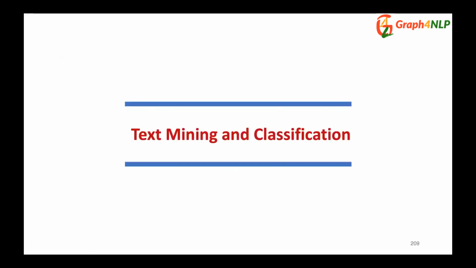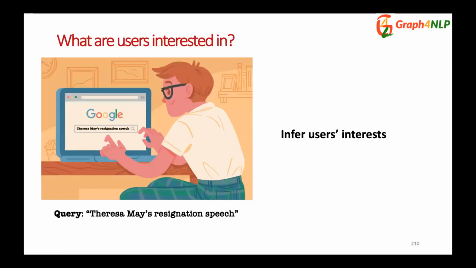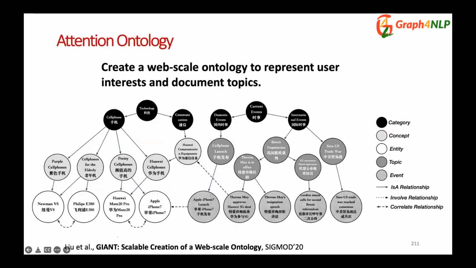Next, I talk about the application on text mining and classification. So here, let's say you have a user who inputs a query in the search engine, say the query is about resumes with a speech, and you want to infer what the user's interest is. So we propose the attention ontology, which organizes different user interests in an ontology in a hierarchical way.